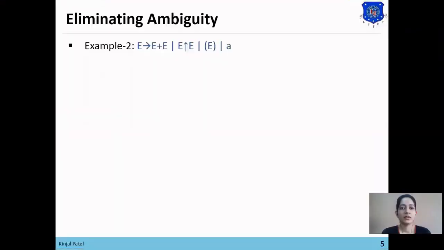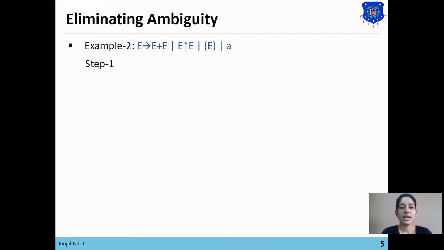Okay, so here is the second example. I have just replaced star with the power symbol. So here you can see the three operators: plus, power and bracket. Bracket has the highest priority, then power has the second highest priority, and plus has the lowest priority. So plus should be at the highest level in the grammar, then power should be at the second level, and bracket should be at the third level.